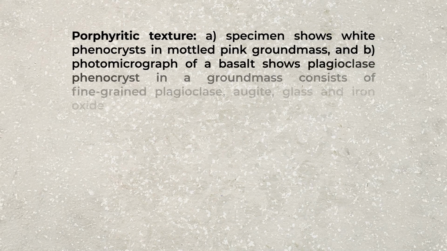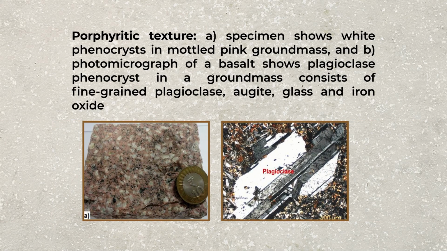Let me show you a hand specimen of porphyritic texture, which shows phenocrysts in a mottled pink groundmass, and a micrograph of a basalt that shows plagioclase phenocrysts in a groundmass which consists of fine-grained plagioclase, augite, glass and iron oxide. On my right hand side you can see the porphyritic texture.